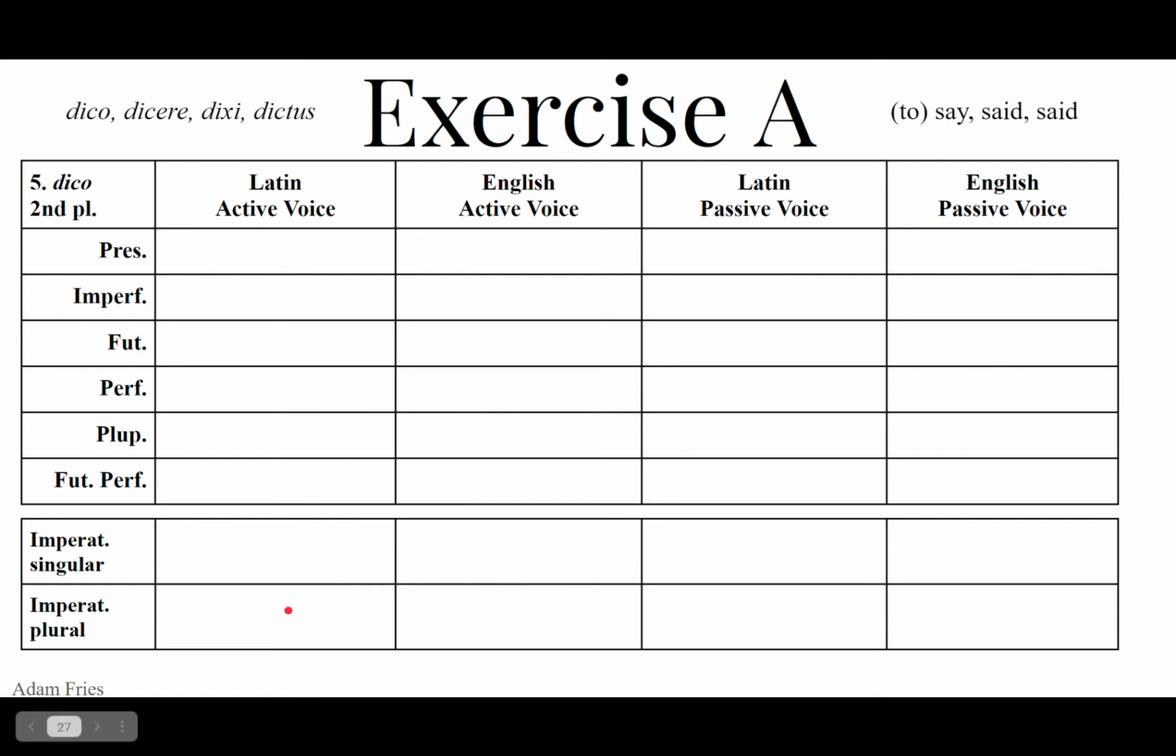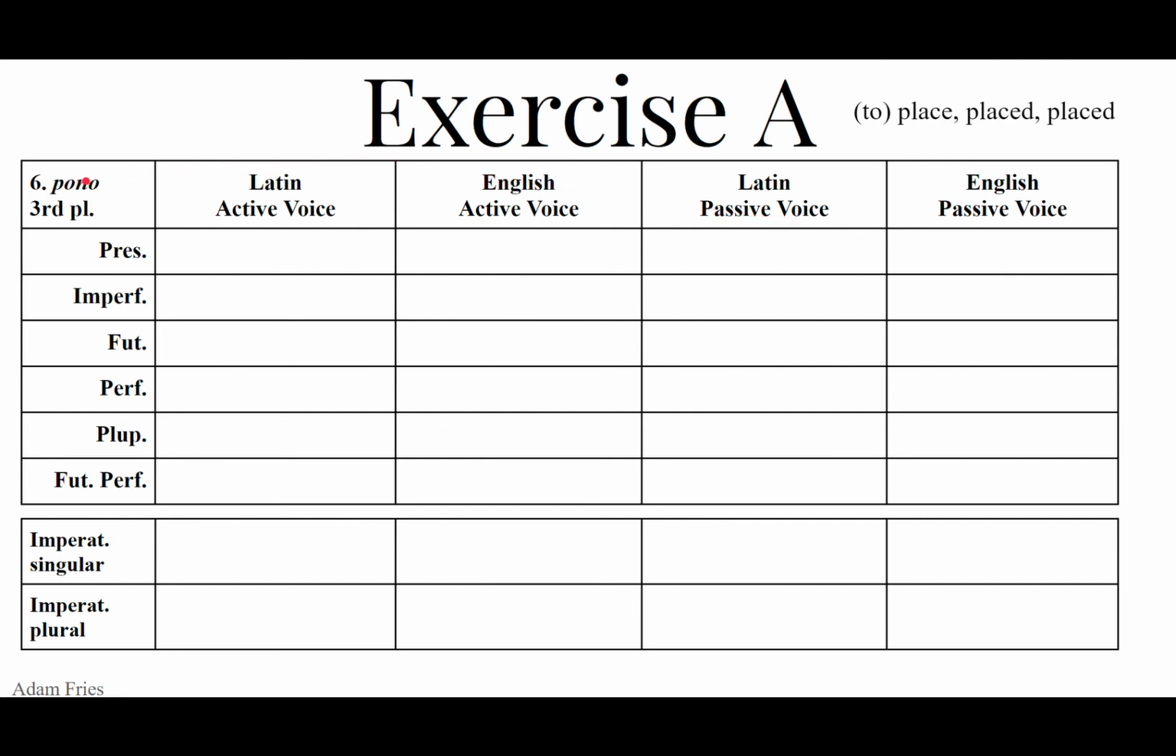The imperative plural active is dicite, speak ye. And then the passive is dicimini, the same as the present passive in the second person plural. Dicimini. Context will tell you which one is correct. Either be said ye, or the present, ye are being said. Obviously, very commonly used all the time.